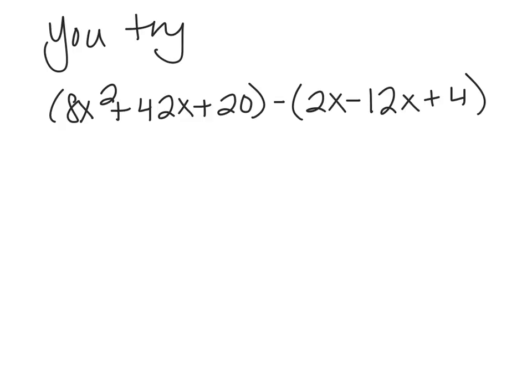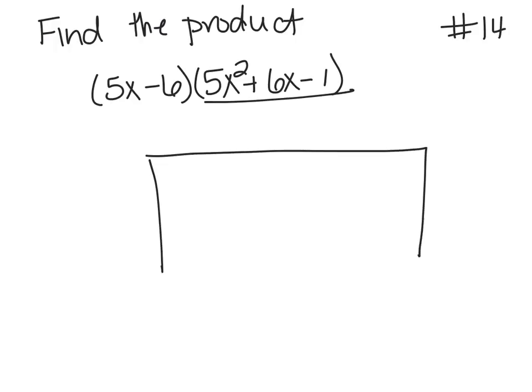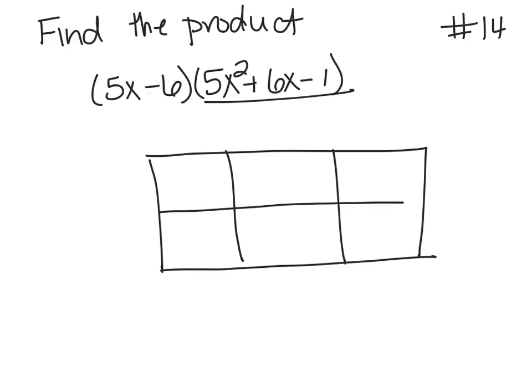You try a problem like this. Find the product. We've done one similar, but this time I have a trinomial. So I'm going to make this one a little bit bigger because I know I need 3 by 2. I'm going to put the 3 on the top, 5x squared plus 6x minus 1, and the 5x minus 6 on the side.